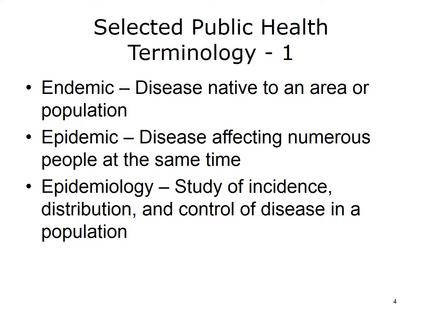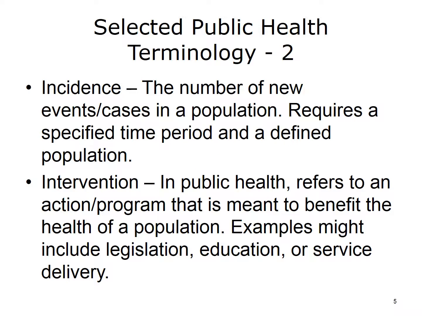This slide shows a selection of key terminology for public health, including definitions. Endemic, disease native to an area or population. Epidemic, disease affecting numerous people at the same time. Epidemiology, study of incidence, distribution, and control of disease in a population. Incidence, the number of new events or cases in a population. Requires a specified time period and a defined population.